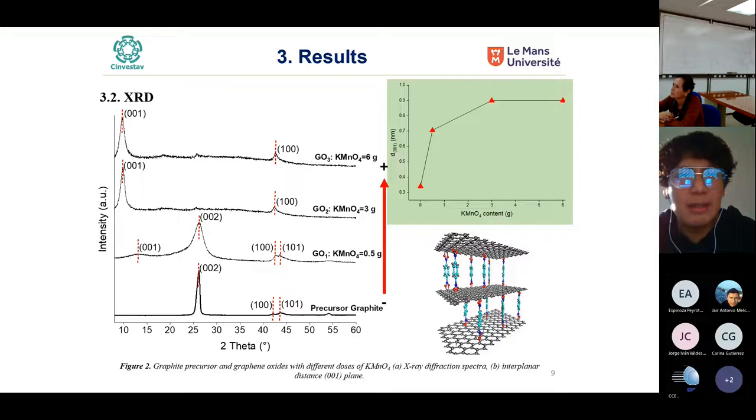And that is why, because in this image, for example, we can observe how the different functional groups are introduced between these layers. That is why the interplanar distance increases with the level of oxidation.